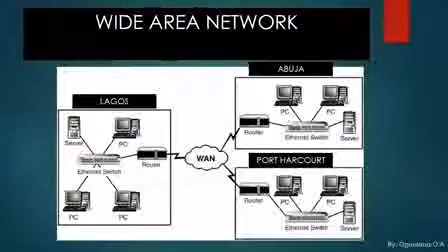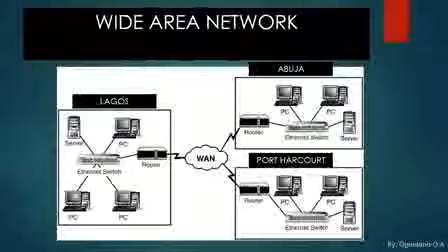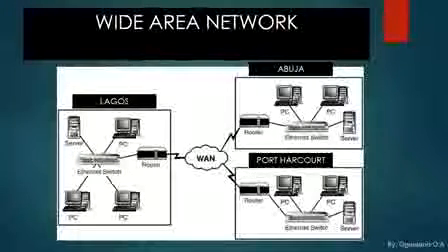Now, the diagram in front of you is a wide area network. An organization has a branch in Lagos, Abuja, and Port Harcourt. Also note that the Lagos branch can have different sub-branches in different locations. Same goes for Abuja and Port Harcourt. The Lagos branch is linked with the Abuja branch and also the Port Harcourt branch, such that they can communicate among themselves. This is a type of wide area network.